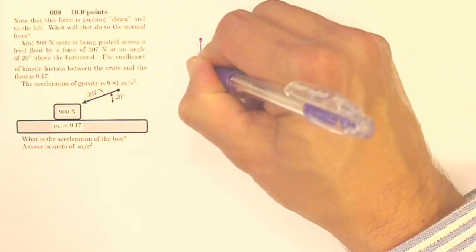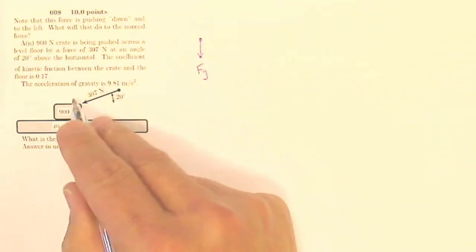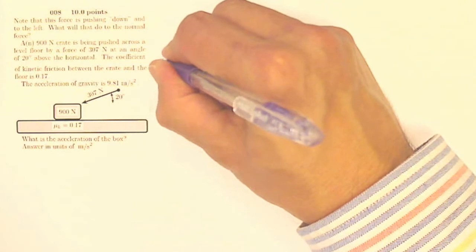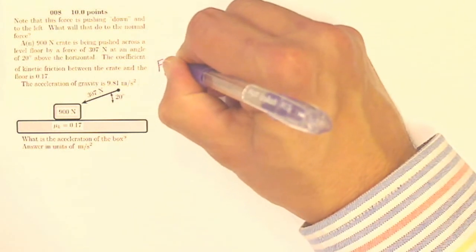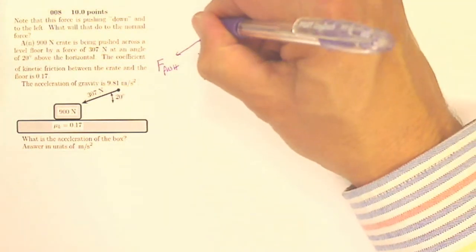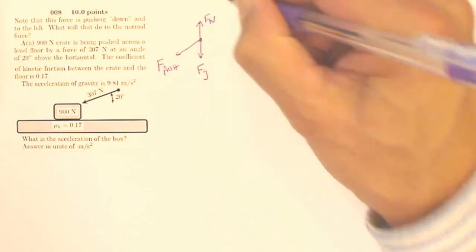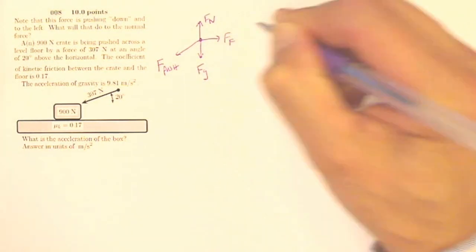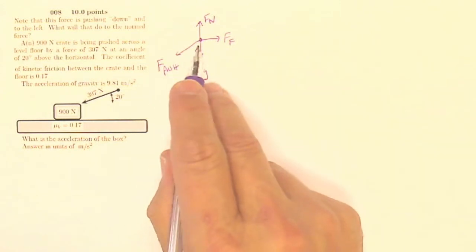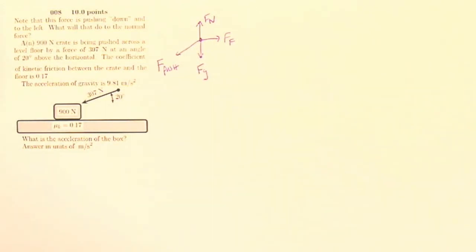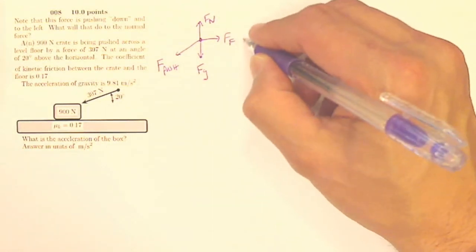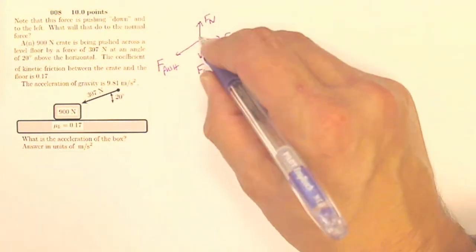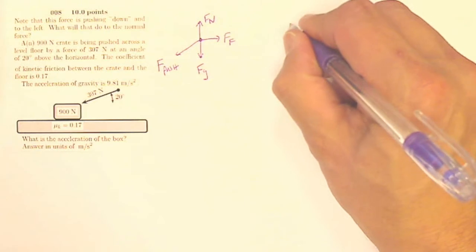Down, I've got gravity. I've got this push force down and to the left. I will have a normal force up, and I will have friction to the right, because that's opposite the direction of motion, parallel to the surface. I don't know what friction is. In order to get friction, I need the normal force, and normal force won't equal gravity because of this monster. So let's split the monster.